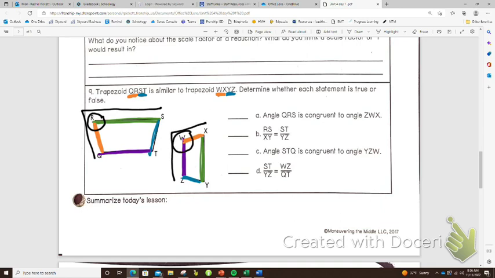Well, those 2 angles are not connected by the same colors, so that would be false. Those are not going to be congruent because they're not corresponding.